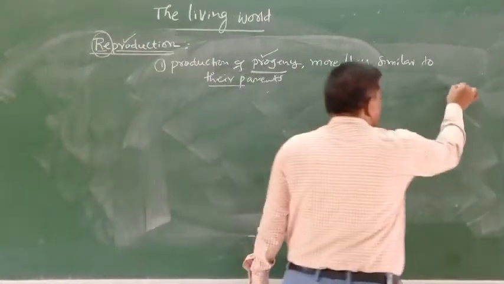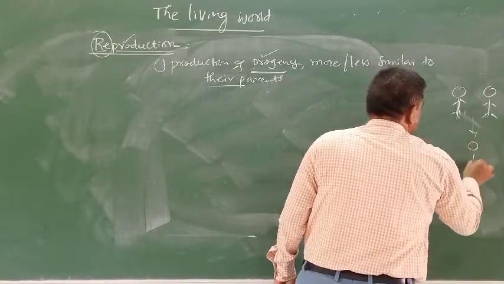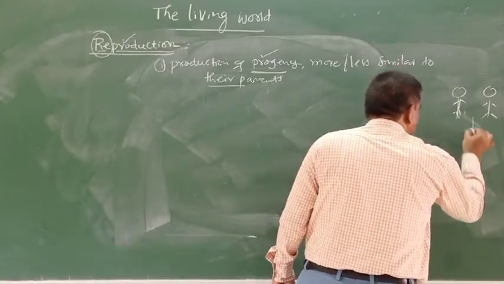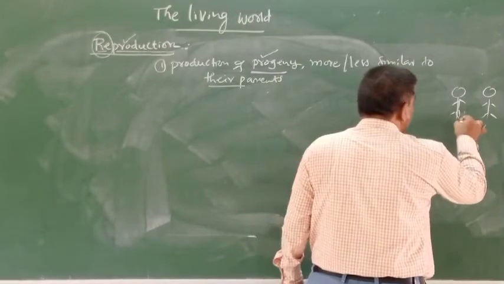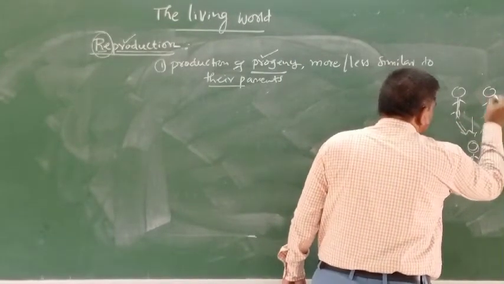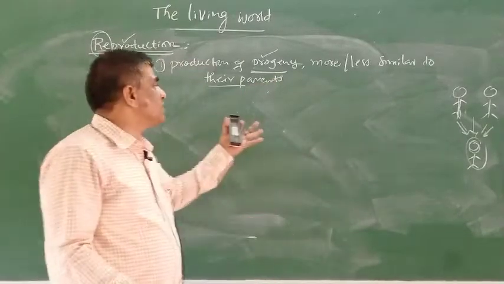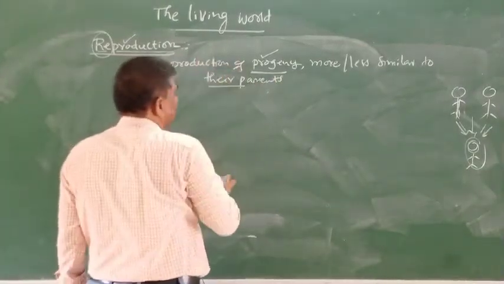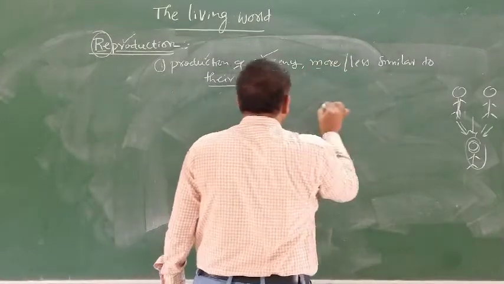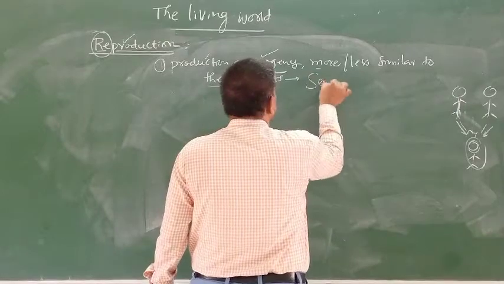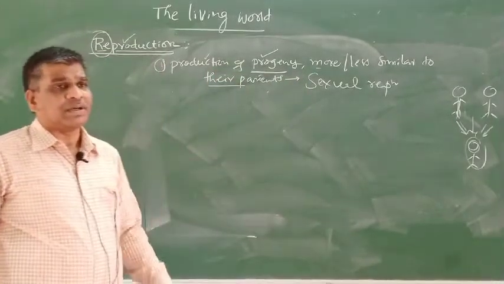So both the parents will produce a progeny, which will not be exactly like both the parents; it is more or less similar to them. Why? Because it will receive some characteristics from the father and some from the mother, so it will have some new characteristics. Therefore, it is not 100% similar to its parents. In this way we can define reproduction. This definition pertains to sexual reproduction. Whatever I have written here on the board is related to sexual reproduction.